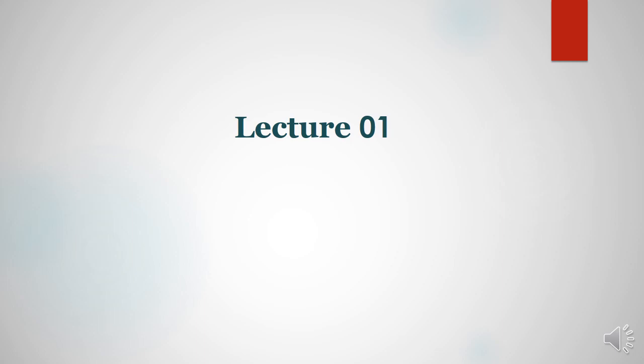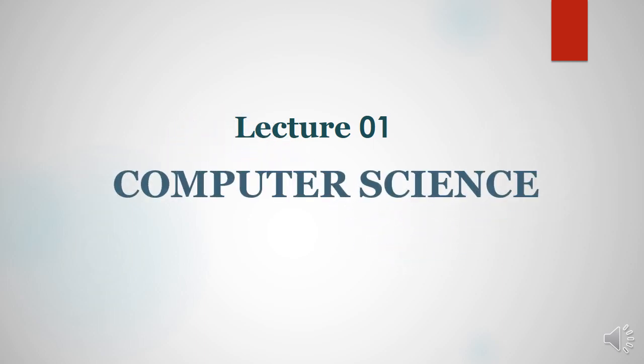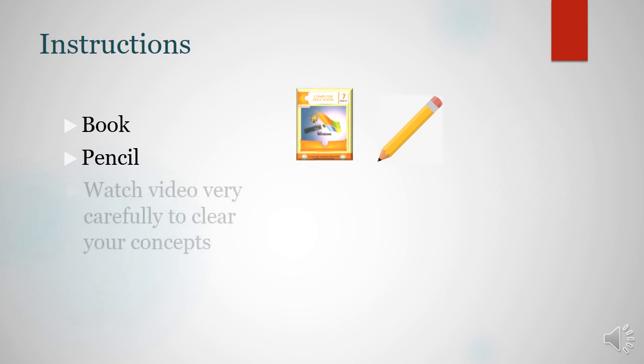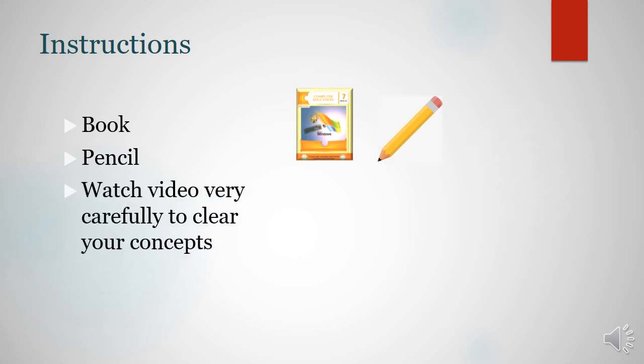Today we are going to start our lecture number 1 of Computer Sciences for class 7. Before going forward, here are some instructions for you. Number 1, take out your book. Number 2, hold your pencil in your hand and watch all the lectures very carefully to clear your concepts.